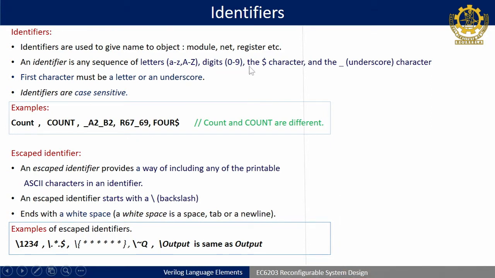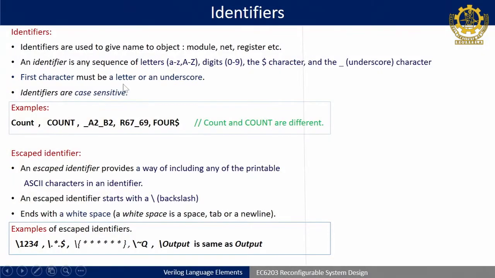Apart from this, any other characters like ASCII characters or the hash symbol, all those symbols can't be part of your identifiers. And I told also that identifiers should not start with a number. It should always start with alphabets. You can end it with a number. The first character should always be a letter or an underscore. That is a requirement.